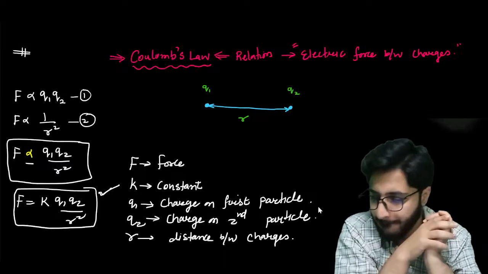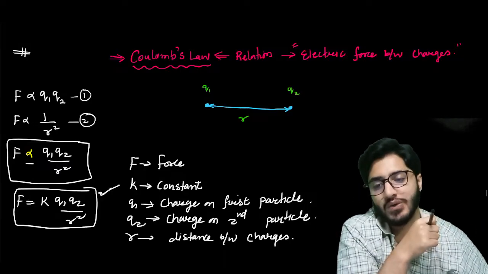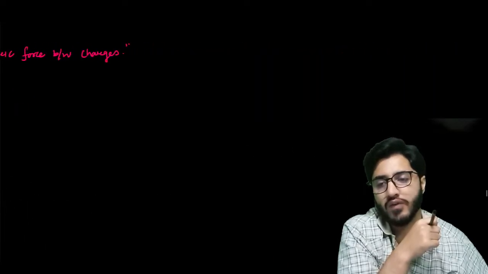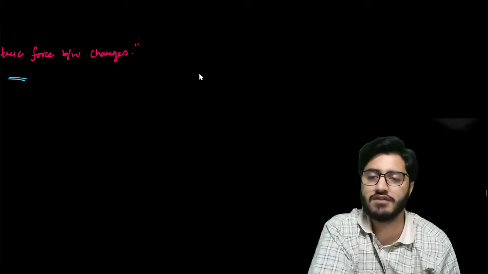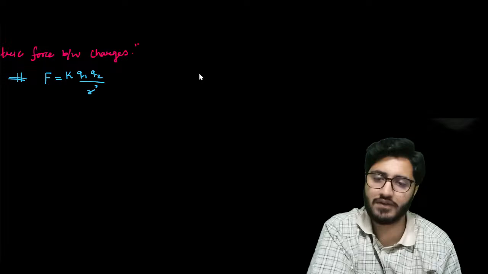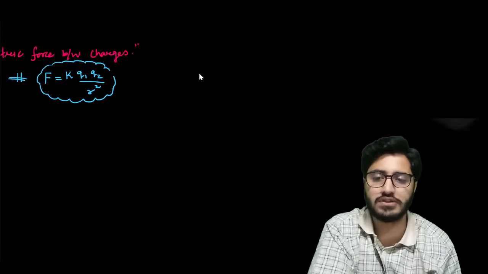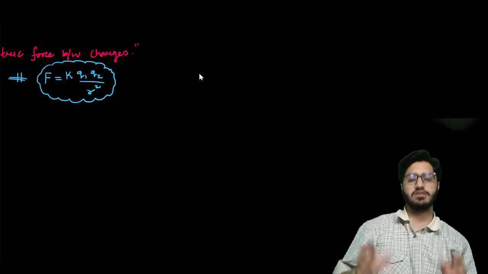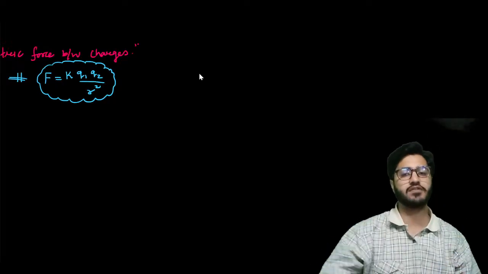Now let us explore many things in it. What do we have now? We have an equation: F is equal to K Q1 Q2 by R square. This is Coulomb's law. So we know now what Coulomb's law is. Coulomb's law is a relation which gives you the magnitude of the forces exerted between the particles.